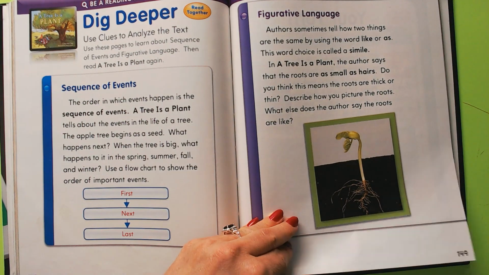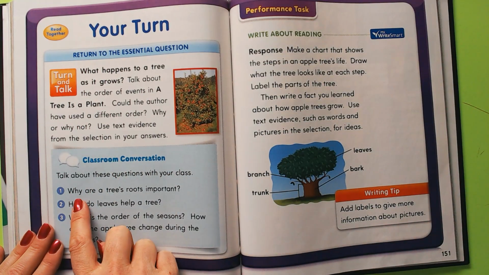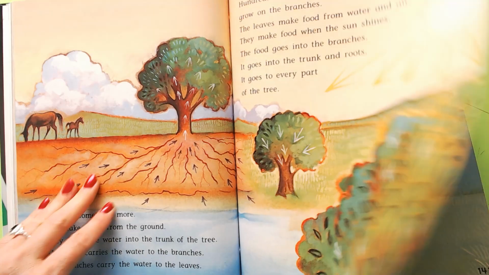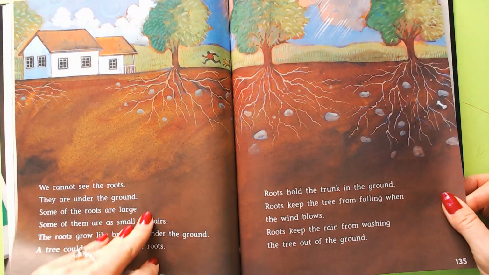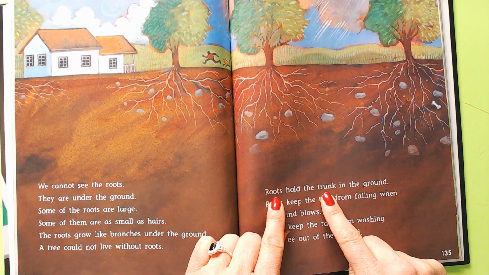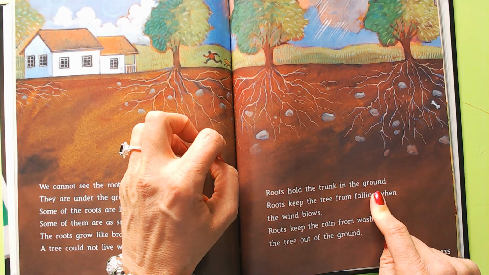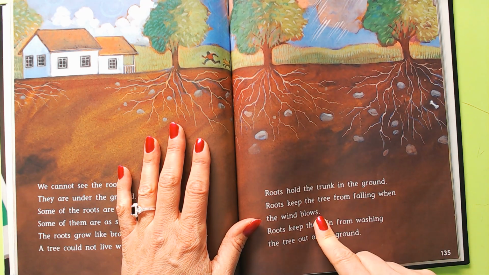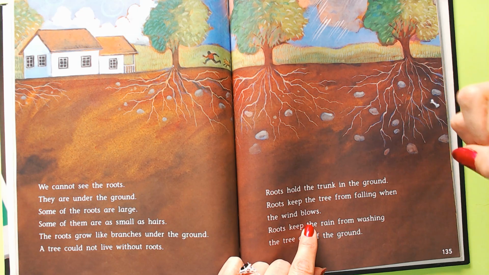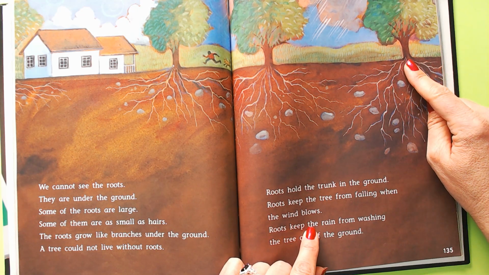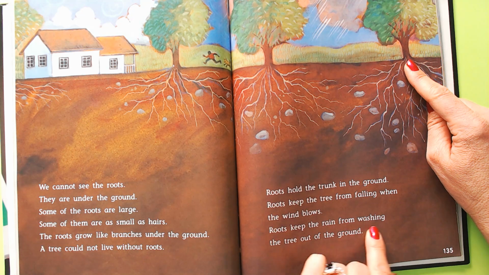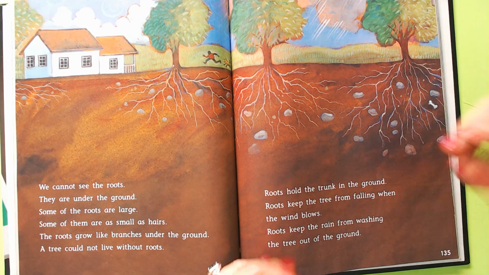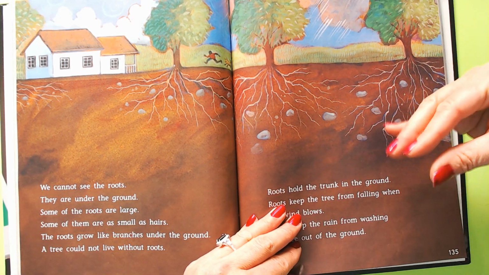Okay, so let's have a look at our questions. It says, why are a tree's roots important? I remember them telling us all the reasons. It says that the roots hold the trunk in the ground. And it says roots keep the tree from falling when the wind blows. So basically they just keep them stuck there to the ground. And the roots keep the rain from washing the tree out of the ground. So basically that's an important reason. They stay put.